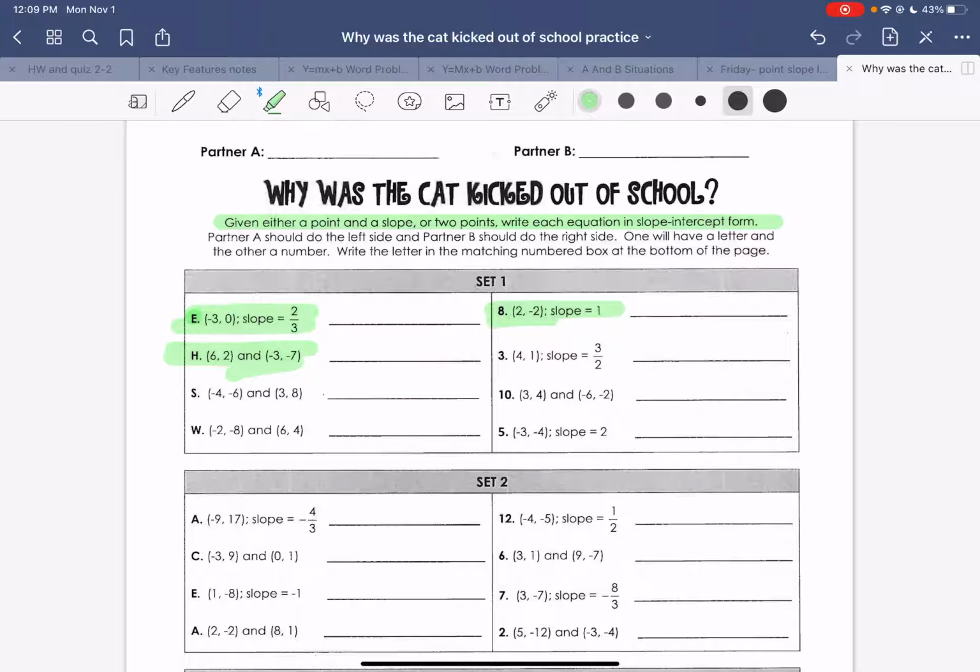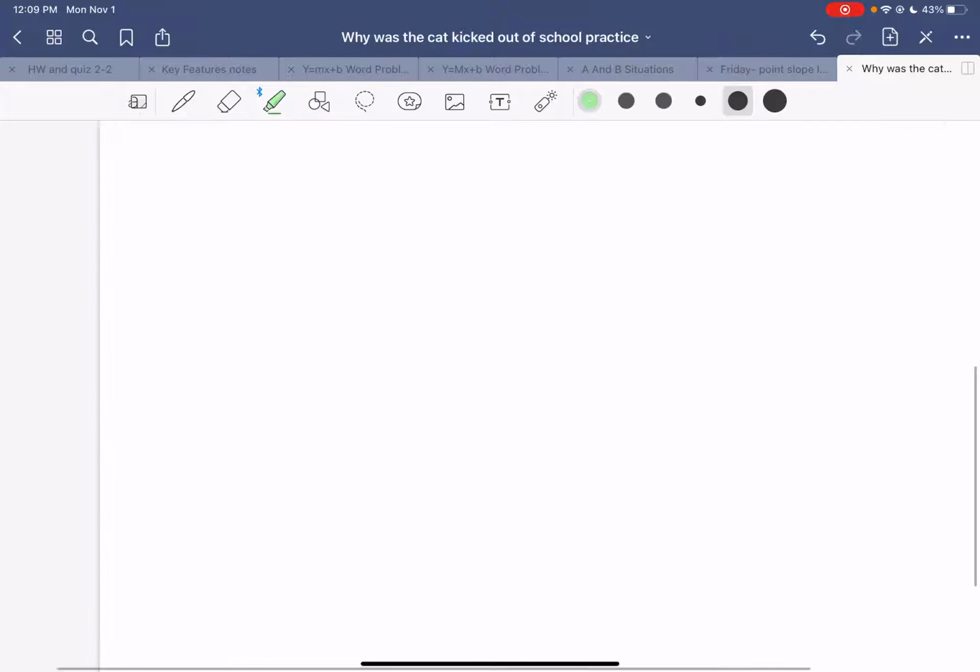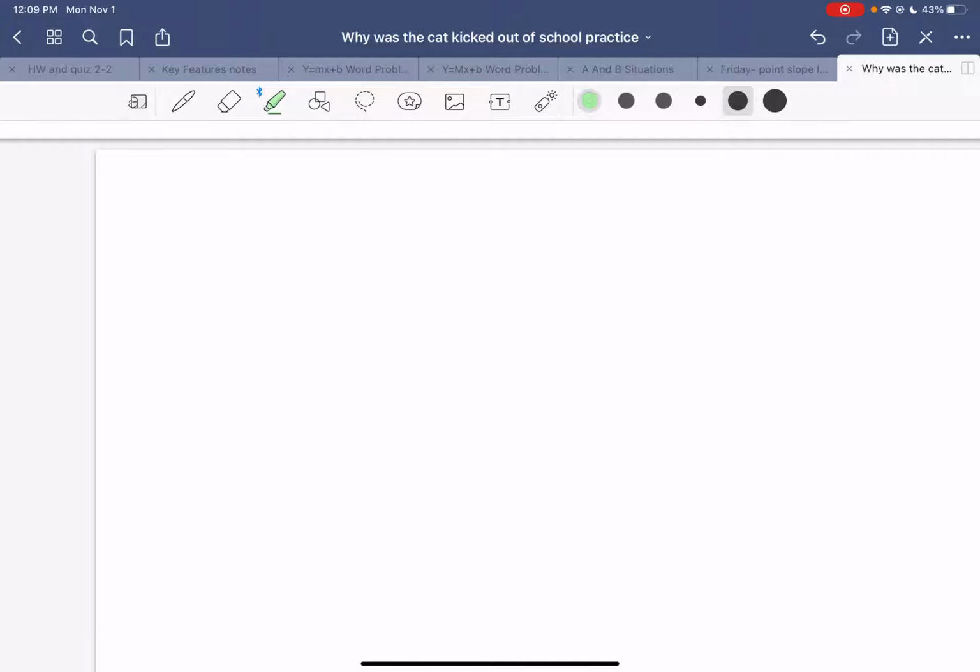So before we can transfer it to slope-intercept form, we're going to have to go from point-slope form to slope-intercept form, and I'll show that work down here. Okay, so problem E, I want a pen. Problem E, okay, so the information given is -3, 0 as a point on the line and a slope of 2/3.